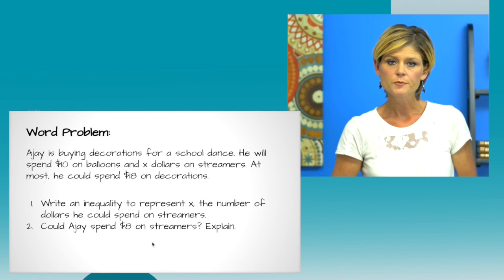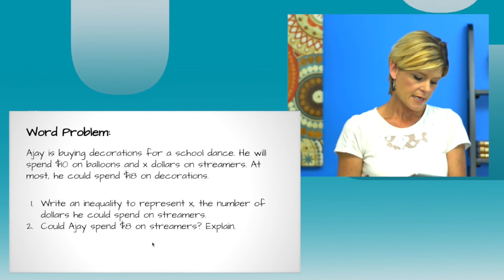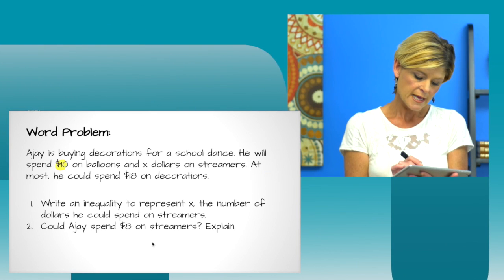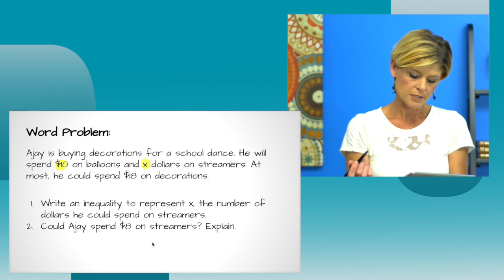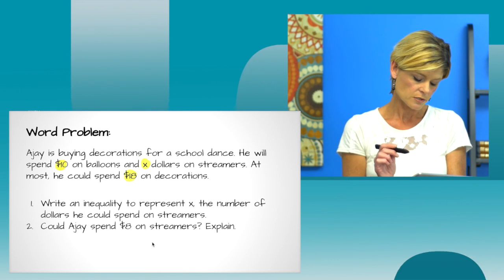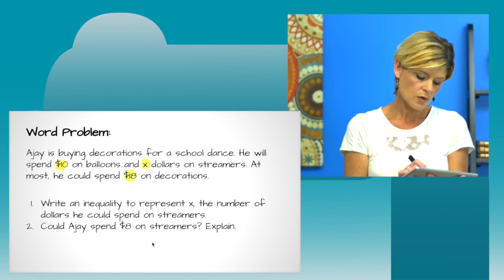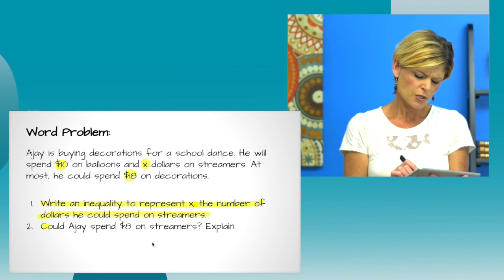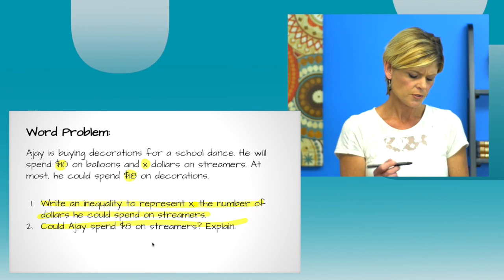All right, here's a word problem involving inequalities. AJ is buying decorations for a school dance. He will spend $10 on balloons and x, our variable, our unknown, dollars on streamers. At most, he could spend $18 on decorations. You are asked to write an inequality to represent x, the number of dollars he could spend on streamers. Could AJ spend $8 on streamers? Explain.